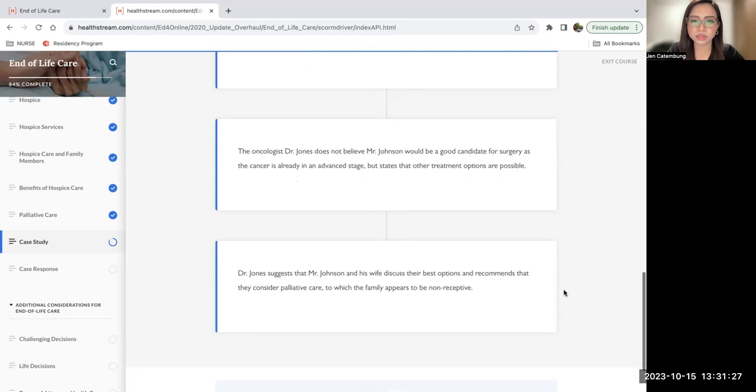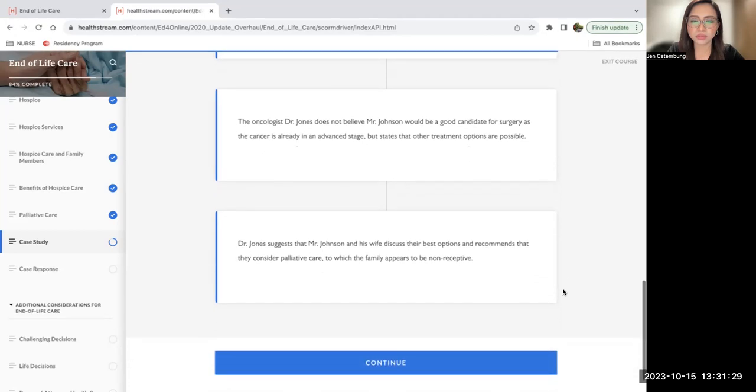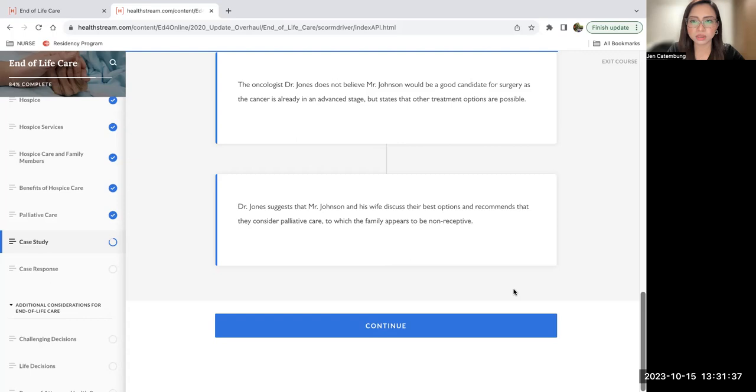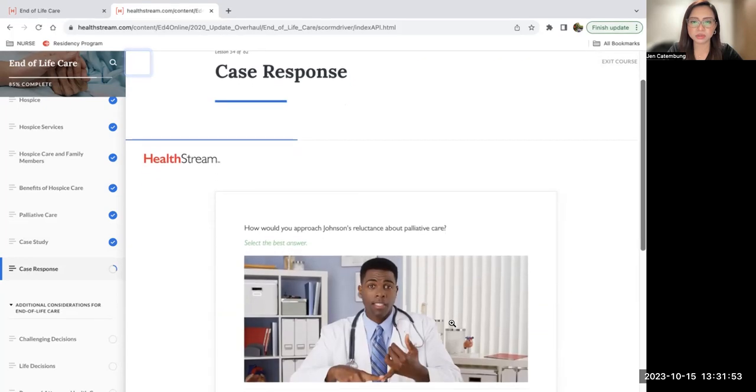The oncologist, Dr. Jones, does not believe Mr. Johnson will be a good candidate for surgery as the cancer is already in an advanced stage, but states that other treatment options are possible. Dr. Jones suggests that Mr. Johnson and his wife discuss their best options and recommends that they consider palliative care, to which the family appears to be non-receptive. Case response.